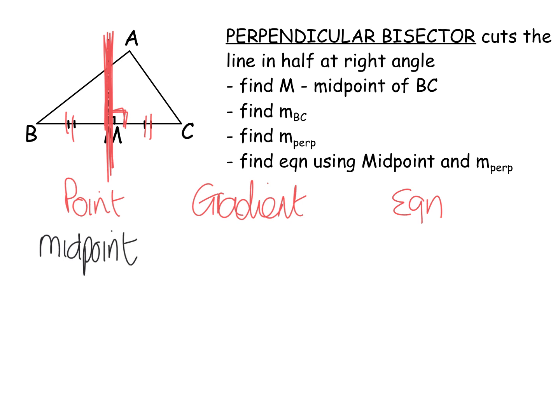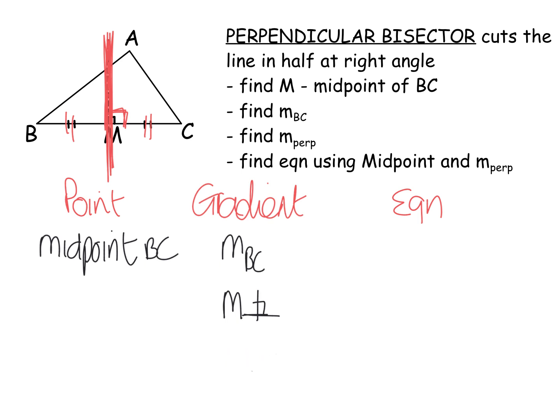So step one is get the midpoint of the line it is bisecting. So we'd find the midpoint of BC here. Then we would find the gradient of the line BC as well, because our line is perpendicular to that one. So we'd find the gradient of BC, the line it is bisecting, and then we would have to find the perpendicular gradient. Remember, your teacher might write m perp there instead. My notation is m with a little perpendicular sign. So just do whatever your teacher shows you.